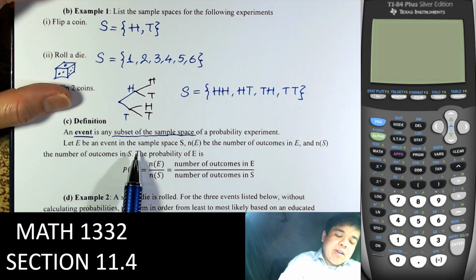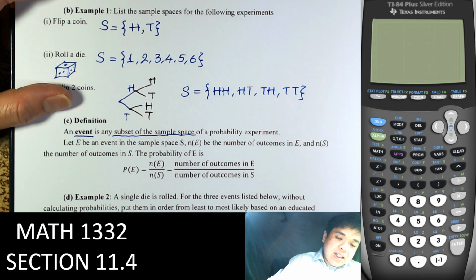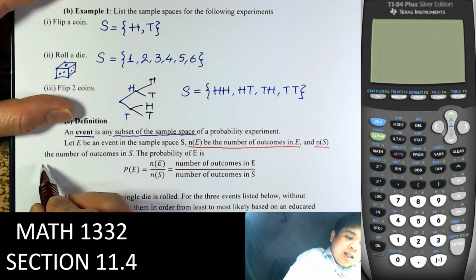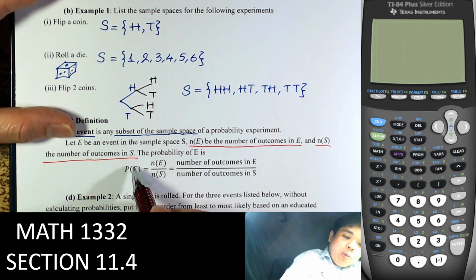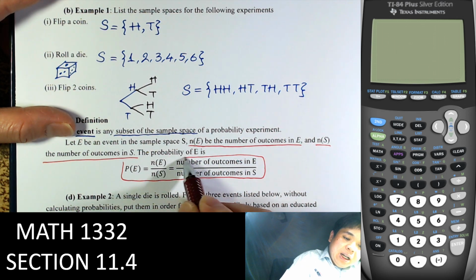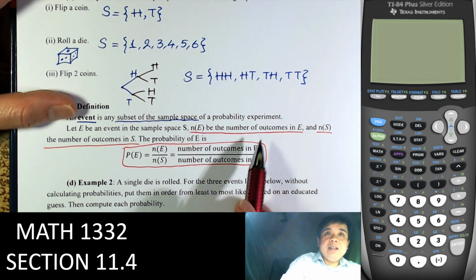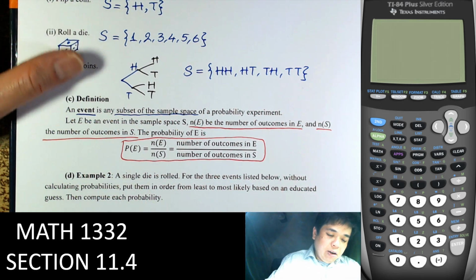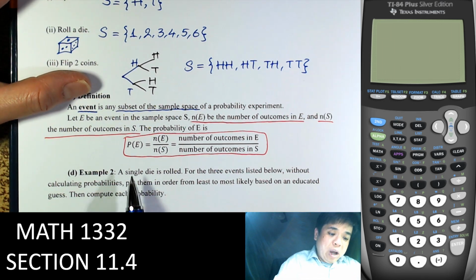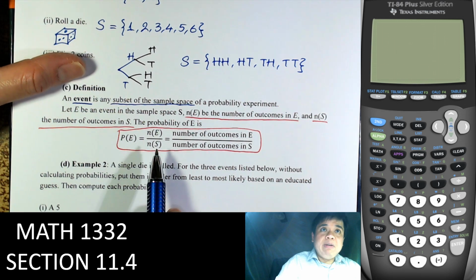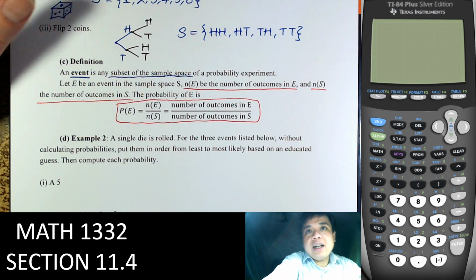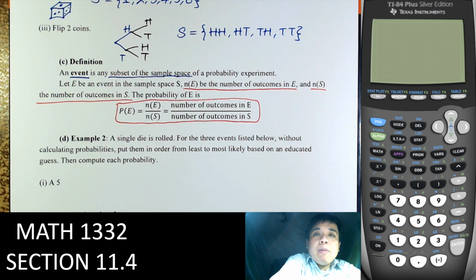Let E be an event of sample space S, and N(E) is the number of outcomes in E, and N(S) is the number of outcomes in S. Then the probability of E is given by the number of elements in E divided by the number of elements in S. Right, so how many we have in a particular event divided by how many we have in the sample space.